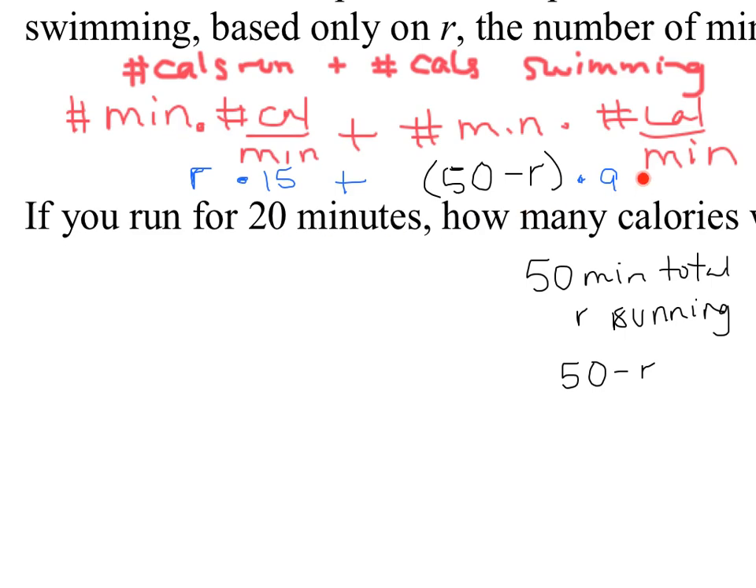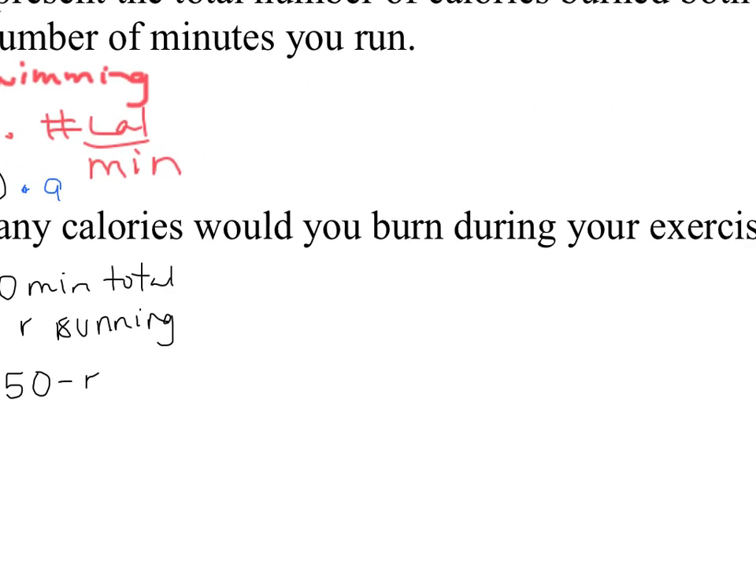So I'm going to take this expression right here, and I'm going to simplify it. So right now I had r times 15, so I'll make that 15r. This is my calories from running, and I'm adding to that my calories from swimming, which I get by doing the number of minutes I swim, 50 minus r, because total minutes minus the running, and I'm going to multiply that by 9, because that's how many calories I burn per minute. So then I'm going to distribute.